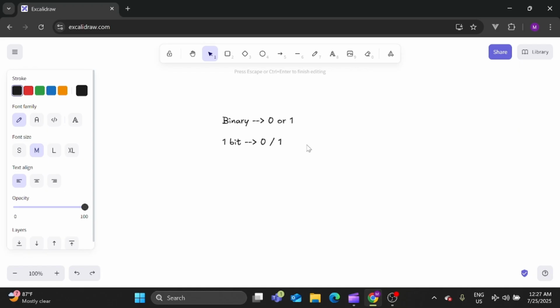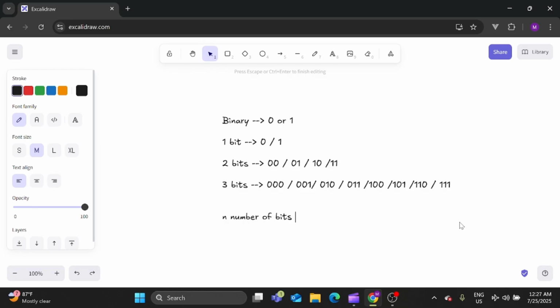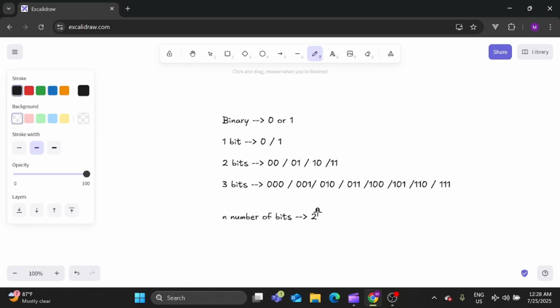Now let's say I have 2 bits. When I say 2 bits in this case, I mean that we have 2 bits concatenated next to each other. So in this case, we can have 00, we can have 01, we can have 10, and we can have 11. If I have 3 bits, we can represent more numbers. We can have 000, 001, 010, 011, 100, 101, 110, and 111, right? So we have 8 different possibilities. So if we have n number of bits, we can represent 2 to the power of n different numbers.